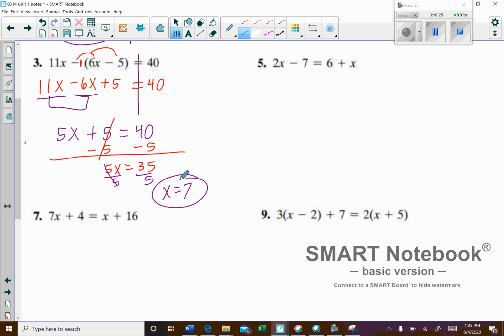Okay, I probably don't have enough room to plug that in and check it, but if you want to get some extra practice, that'd be one way of doing it. You could go ahead and plug it back in and see if everything simplifies nicely.